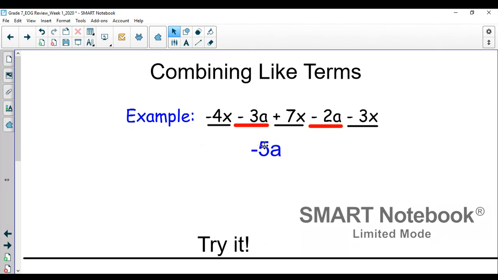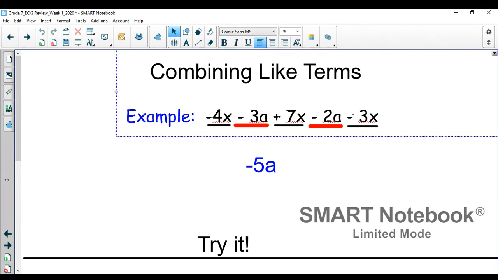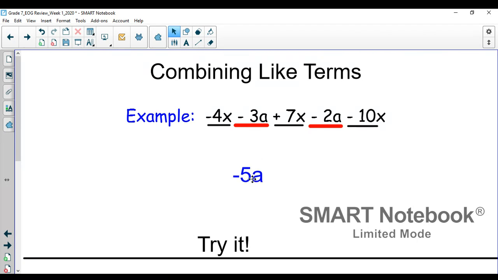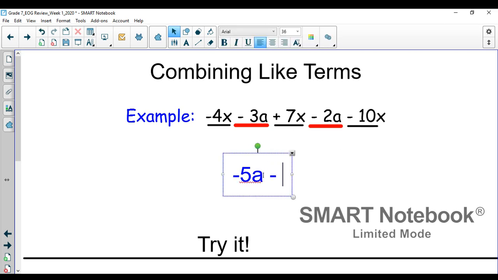If I were to change this problem up a little bit, and let's say instead of a minus 3x, this was a minus 10x, I would do the problem the exact same way. My a's I already have combined. When I combine my x's, it'd be negative 4 plus 7, which is positive 3, and then positive 3 minus 10, which is minus 7x.